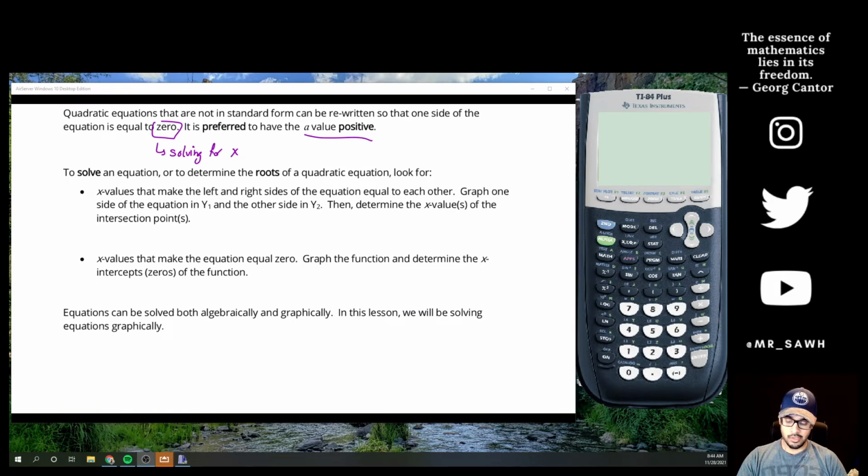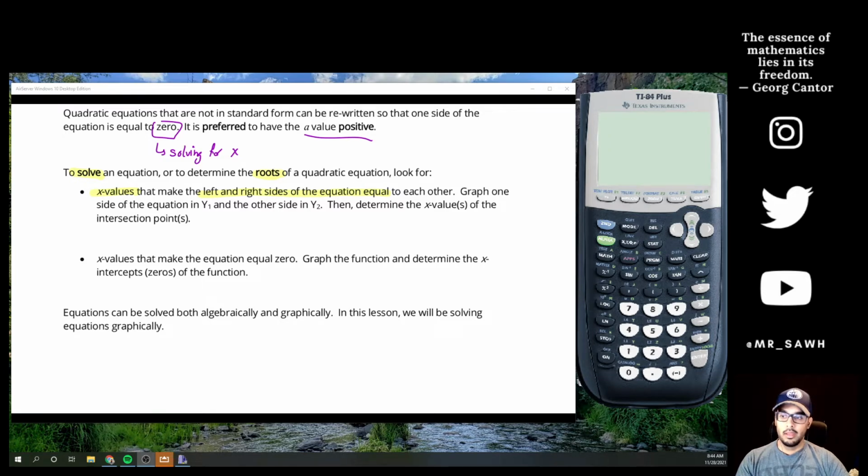Now to solve one of these, we're really determining the roots, which are the x values that make the left and right sides of the equation equal to each other. Okay, this is the key. If you have two things, one on either side of your equal sign, we're trying to find the x values that make them equal.